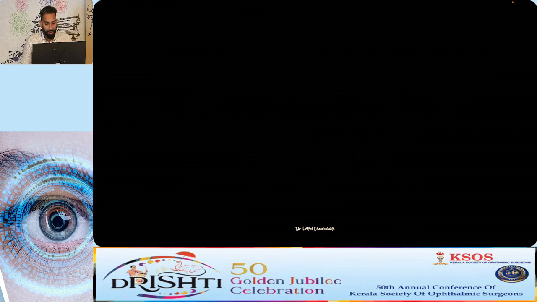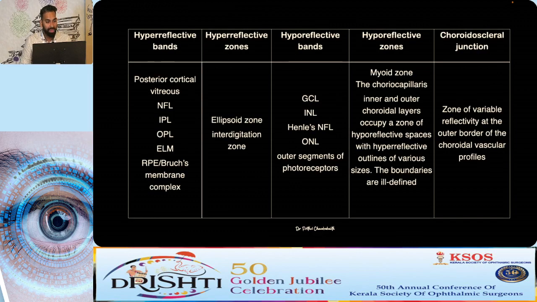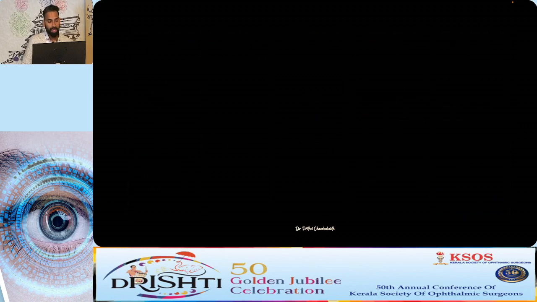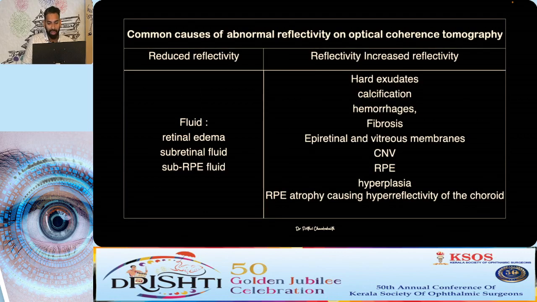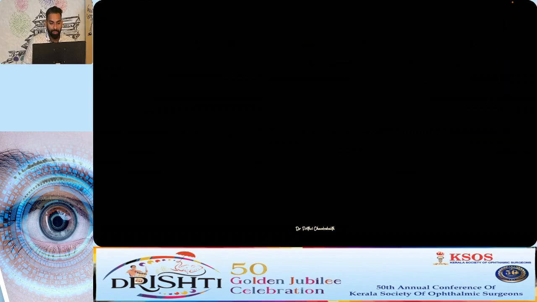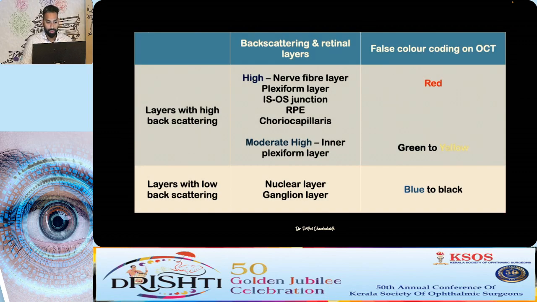So going for the normal OCT, like I said, first we need to know what are the hyperreflective bands. As you can see, all these are noted here. Hyperreflective zones, hyporeflective zones, and choroidoscleral junctions. So these are all the things which fall under it. And then the other classification which you need to know is reduced reflectivity and increased reflectivity. So these are all the things which we see in the OCTs. So once you know about this, it will be easier when you see a scan. So another thing is, in the older versions you should get a false coloring code.